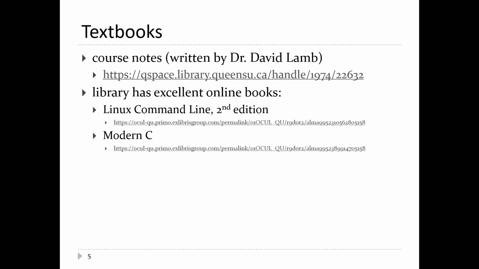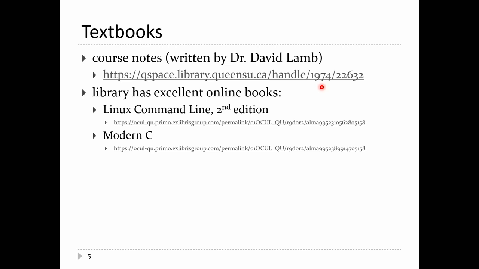Textbooks. There is no required textbook in this course. It's ridiculous to make you buy a textbook for this course. Everything you need to know you can find online for free in any one of millions of resources. There are course notes that were written specifically for the course, so if you want to read those, go ahead. They're very, what's the best word for it, terse. There's not a lot of explanation. It's just, this is blah, and away you go. So there's not a whole lot of explanation in the notes.